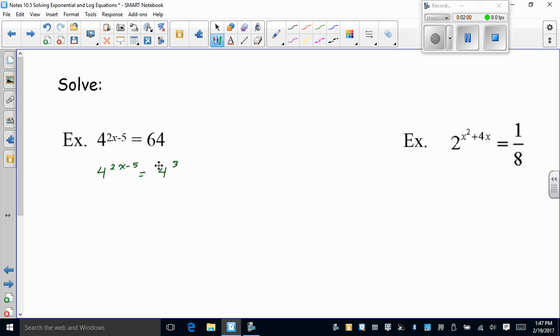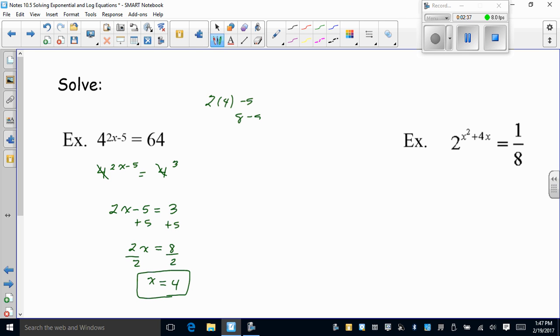Now that my bases are the same, I can cross them out, and I'm left with 2x minus 5 must equal 3. Nice little algebra problem. Add 5 to both sides, and we get 2x equals 8. Divide both sides by 2, and we get x equals 4. And we can double check it. 2 times 4 minus 5 gives us 8 minus 5, which does equal 3.